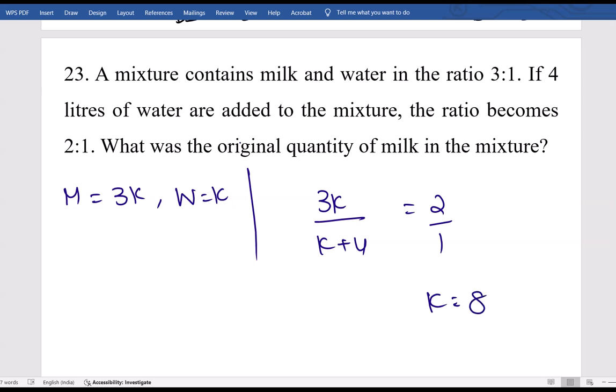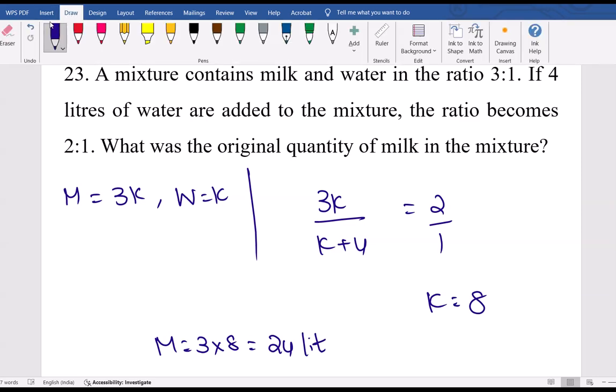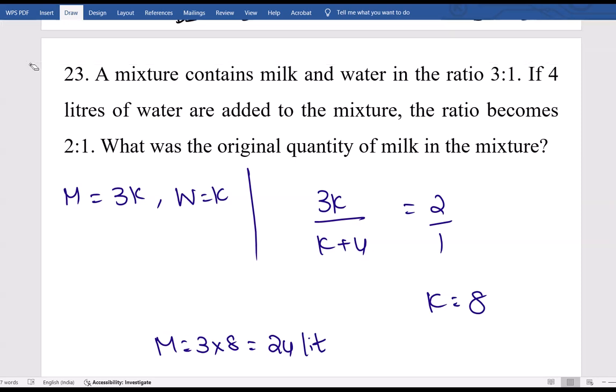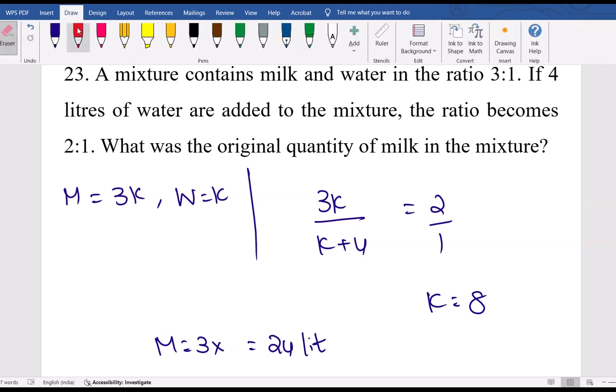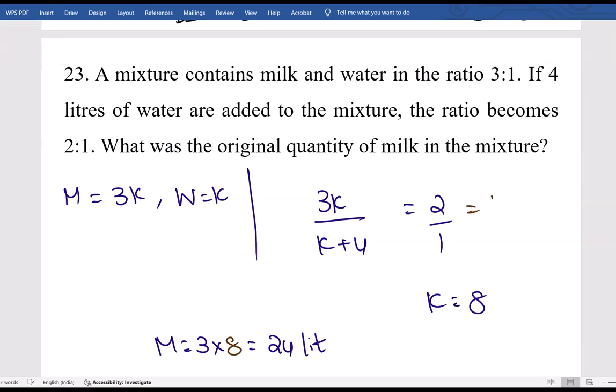Question is what? Original milk. 3 into 8, 24 liters. See this equation. Milk is not changed, water is changed. Water is added, 4 liters.